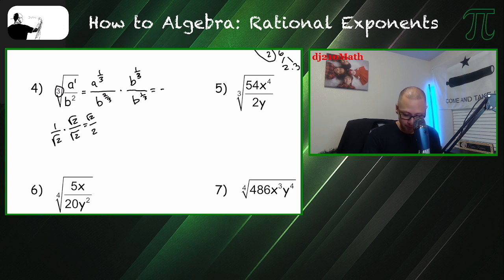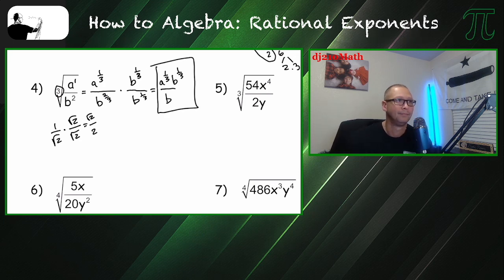So the denominator is going to be just b, essentially b to the first power, but it's implied that there's a 1, so I don't need to write the 1. And in the numerator, a to the 1/3, b to the 1/3. And that's it. Could you combine these to make ab to the 1/3? Sure, but that's subjective of what's simple. To me, this is simple. So this is as simple as it gets.